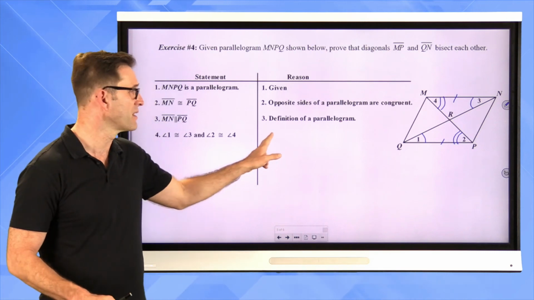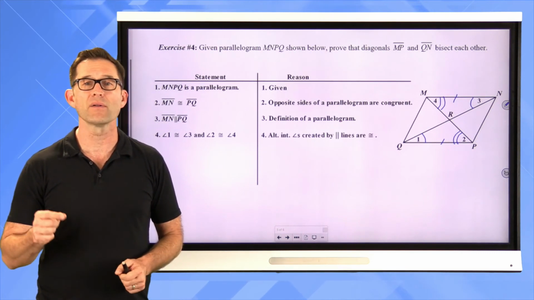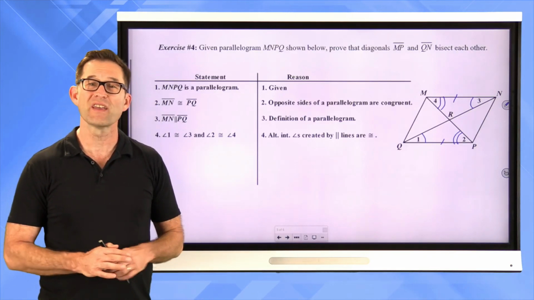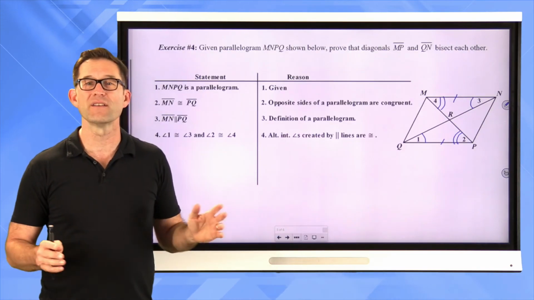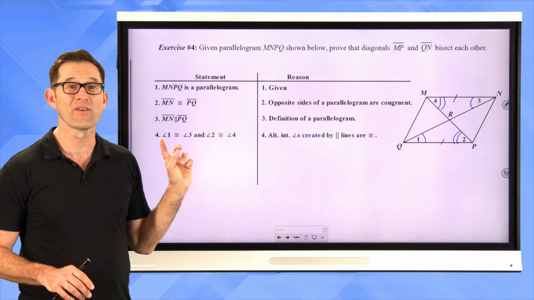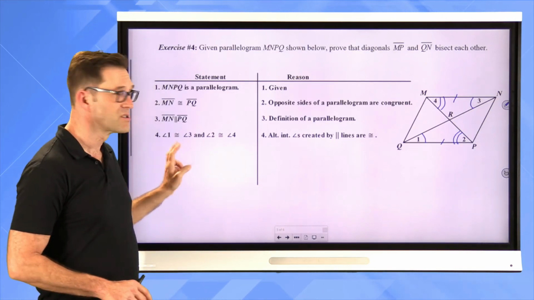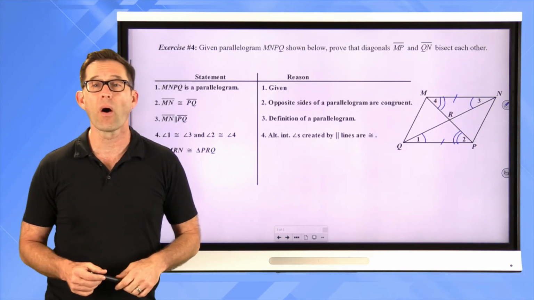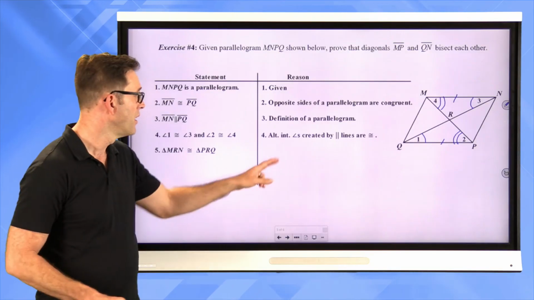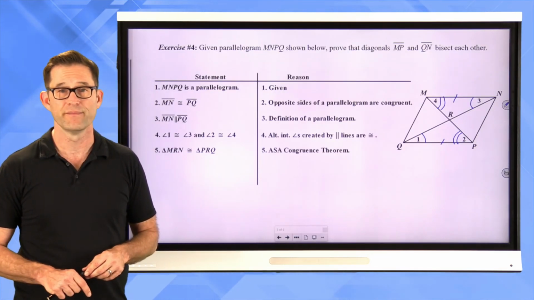Remember our kind of wording in situations like this: alternate interior angles created by parallel lines are congruent. It's wordy, it's annoying, but you can do some abbreviations. Now at this point, we've got an angle congruent to an angle, a side congruent to a side, and an angle congruent to an angle. So I can now say that triangle MRN is congruent to triangle PRQ, and that is, as we just mentioned, the angle-side-angle congruence theorem.